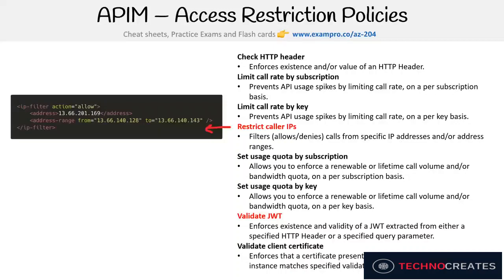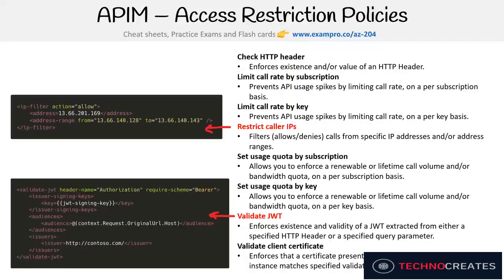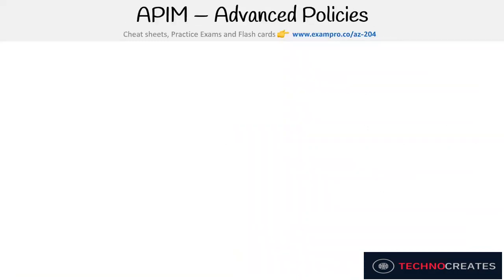Very, very simple. We define an IP filter, we have an action, the IP address that is allowed in this case, or a range. So that one is, again, very simple. These are not hard to figure out. We have validate JWT. So there is some stuff there, and it is what it is. Okay. So we'll go on to advanced policies.